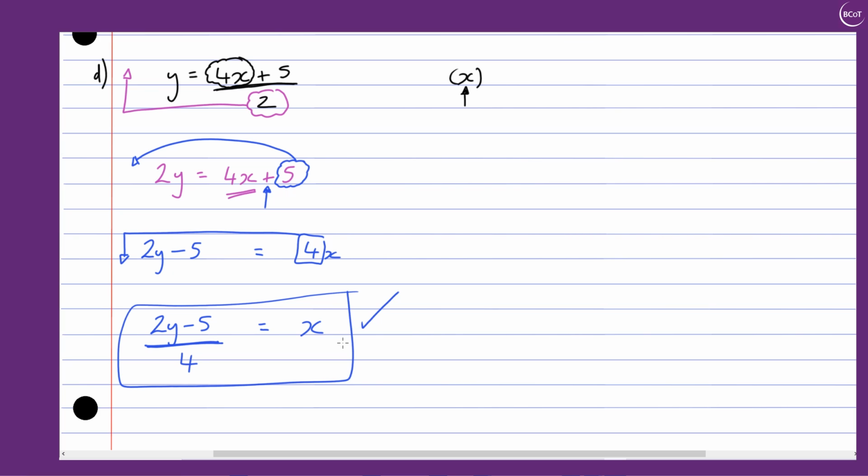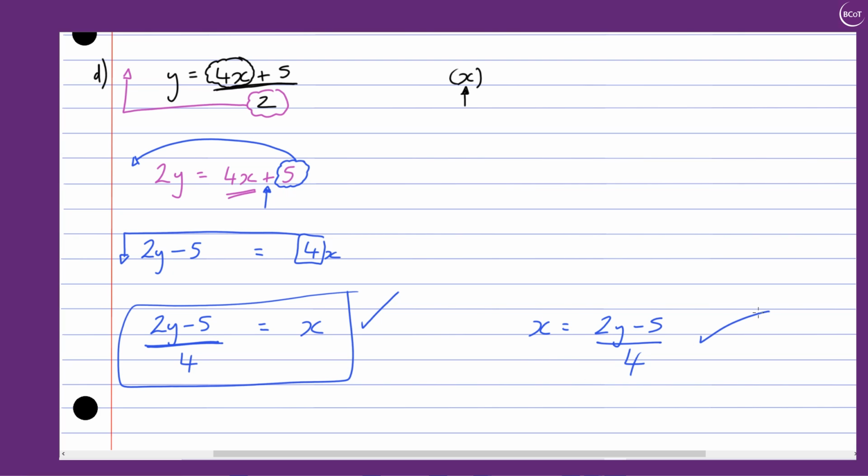If you want to make x on the left hand side, then okay, you do x equals 2y minus 5 over 4. Because this left hand side is equal to this right hand side, and because they're equal, you can display them on whichever side of the equal sign you want.